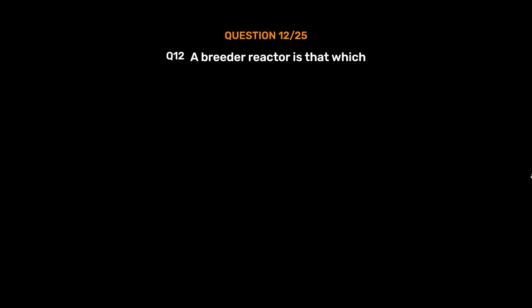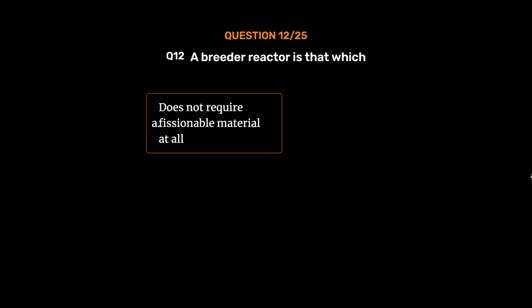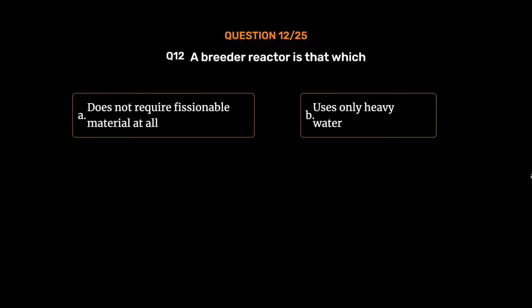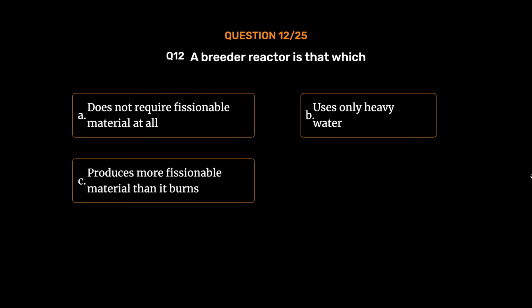Uranium. Question number 12. A breeder reactor is that which Option A. Does not require fissionable material at all. Option B. Uses only heavy water. Option C. Produces more fissionable material than it burns. Option D. None of these. The correct answer is Option C. Produces more fissionable material than it burns.